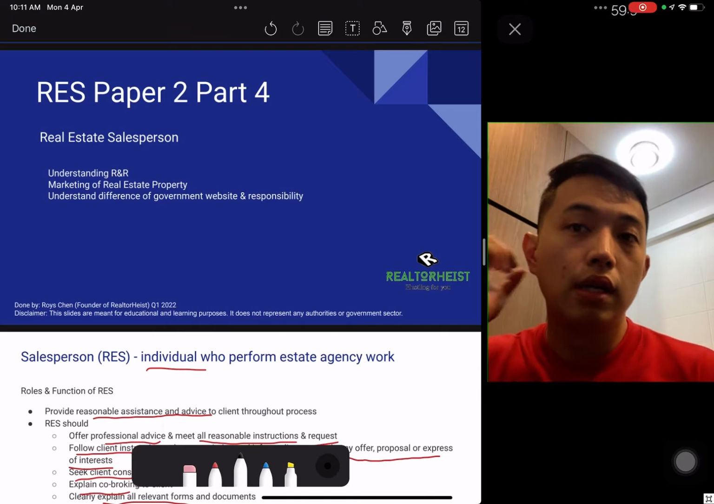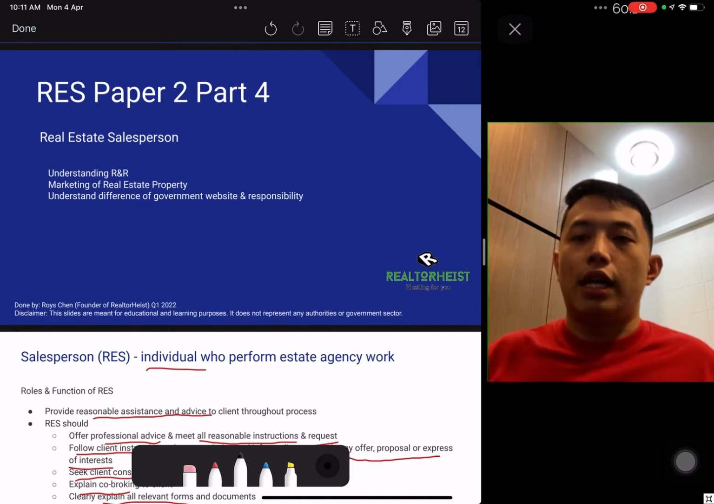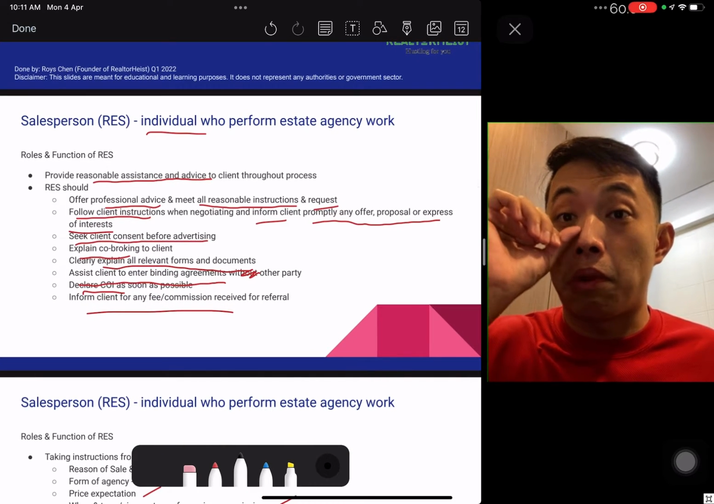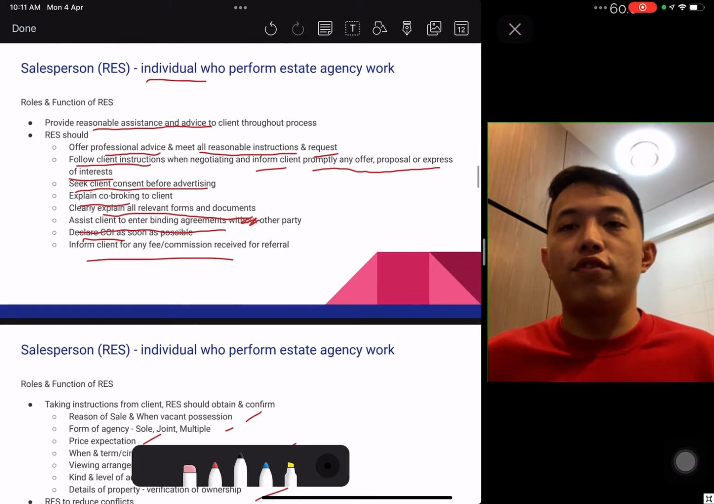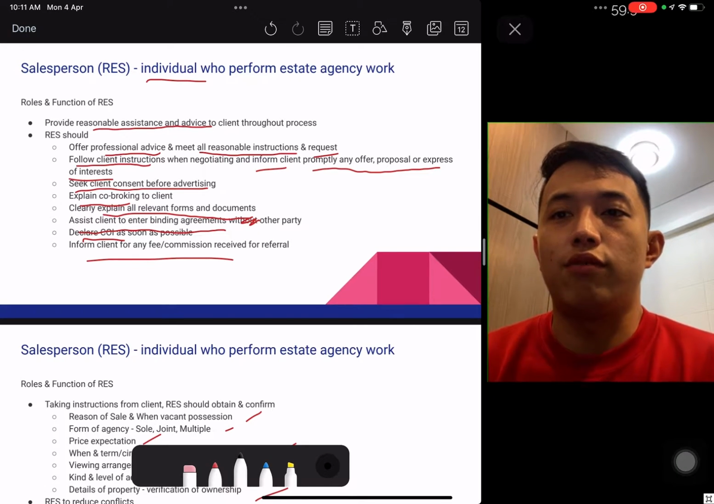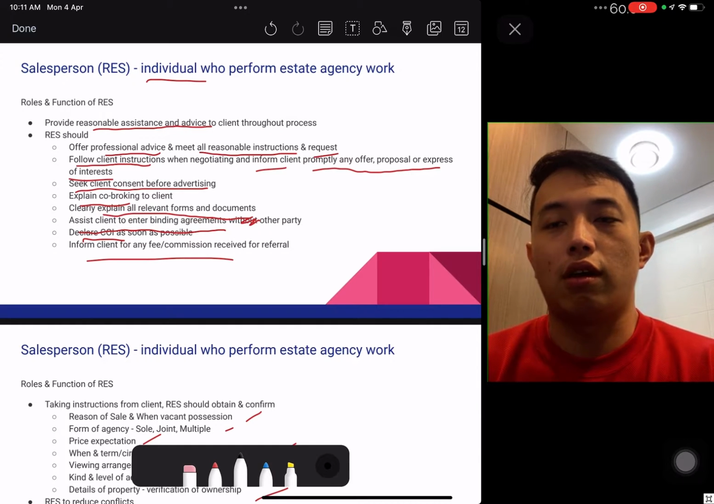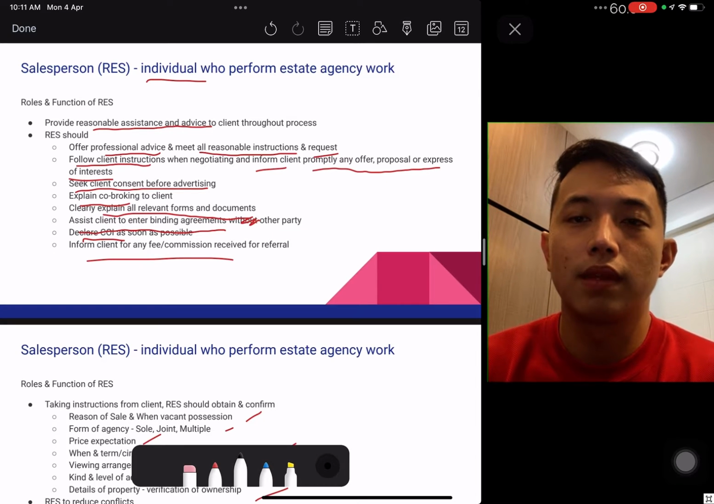Four near you. So RES, first you must understand what a RES is. It's an individual who performs EA work. So you actually provide reasonable assistance and advice. You should always provide professional advice and follow reasonable instructions and requests from clients. Follow the client's instruction through negotiation, informing all the offers, proposals, and expressions of interest.